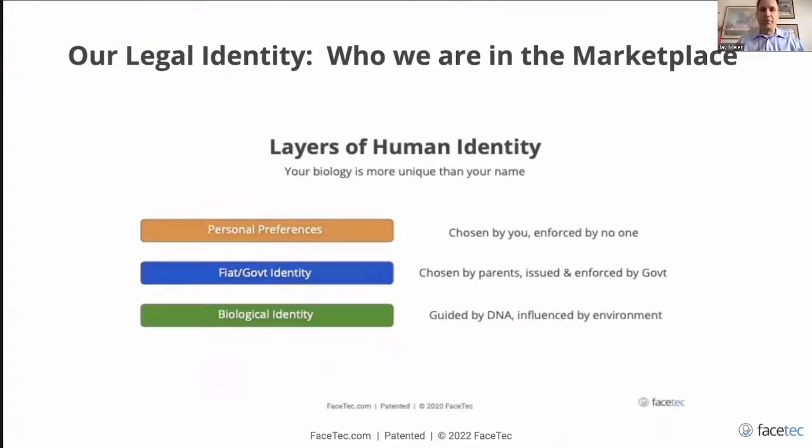And why is this important? It's important because our legal identities are who we are in the marketplace. We represent ourselves with our driver's licenses, with our passports, with our birth certificates, with our social security cards. I like to say, if you have to change your name, you have to ask the government in order to do it. That legal identity is who we are out there in the real world.